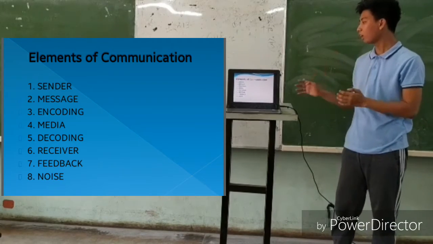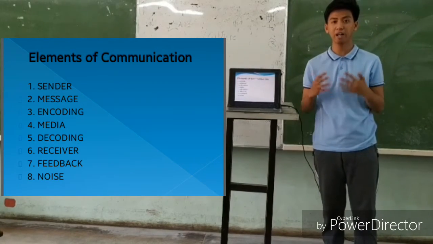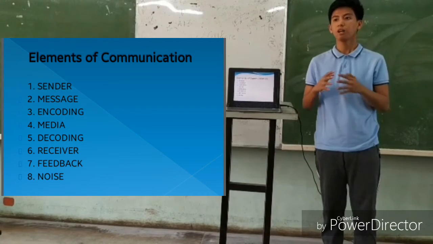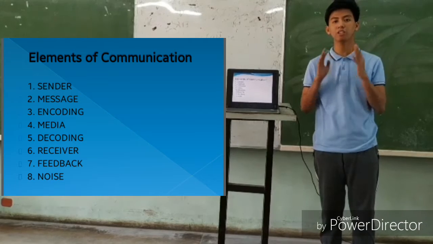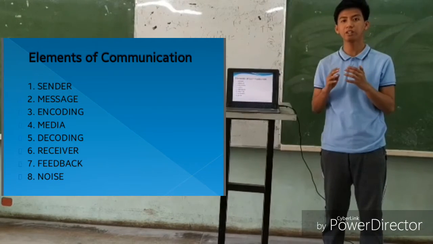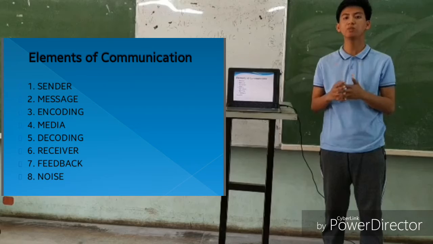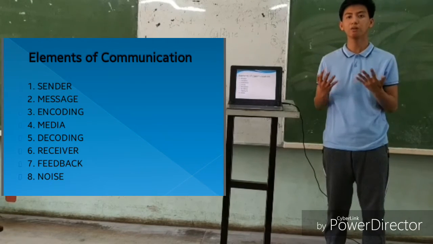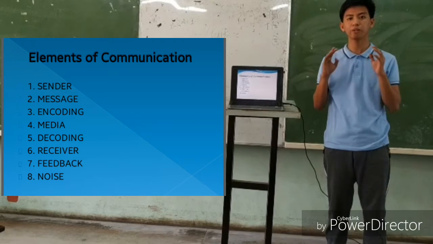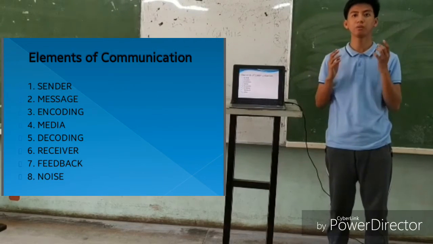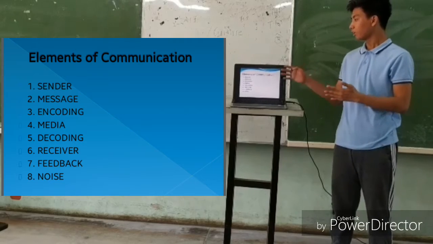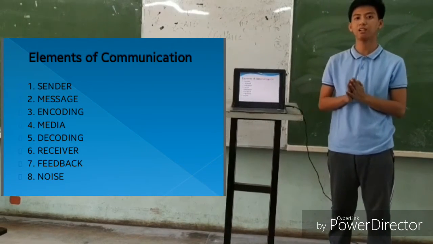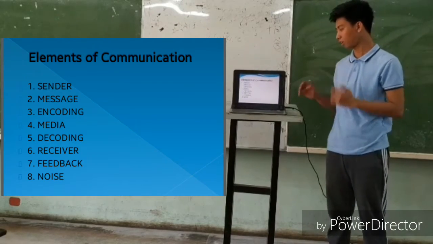So these elements of communication have a vital role once a person communicates to another person. For example, if there's no channel for a sender to send a message, the receiver does not receive a message. And if there's no message, the receiver has nothing to decode. So the elements of communication are very important in communication.